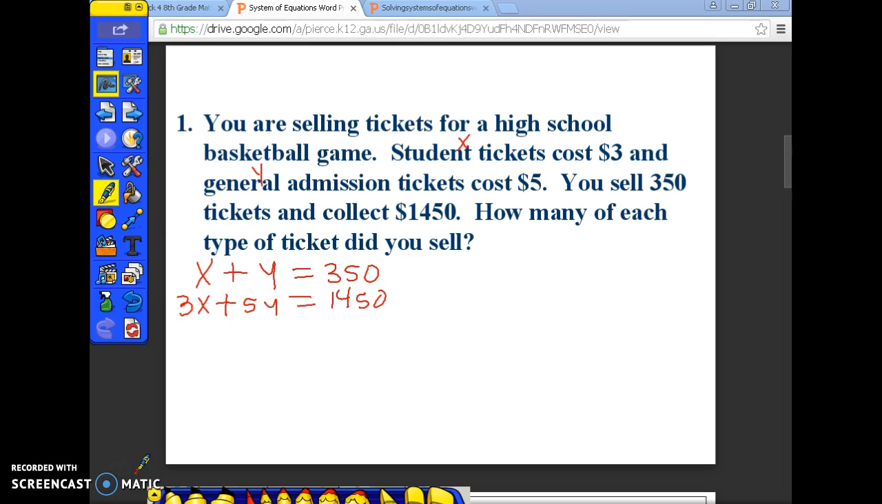Once you establish your system, a system is two equations, you solve. At this point, you get to pick. Do you want substitution? Do you want elimination? What's going to be the best thing for you? In this situation, substitution is going to be easier. So I have to isolate one of my variables. Always pick the one that has a coefficient of 1 or negative 1. So I'm going to subtract X from both sides and get Y equals negative X plus 350.